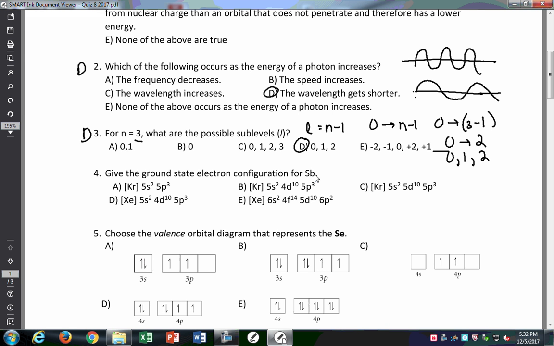Now, ML would be E, if I was asking what ML would be. ML can be our L from negative to positive. So negative 2, negative 1, 0, positive 1, positive 2. If L is 1, then it's negative 1, 0, positive 1. If L is 0, then it's 0. But I'm asking for L.